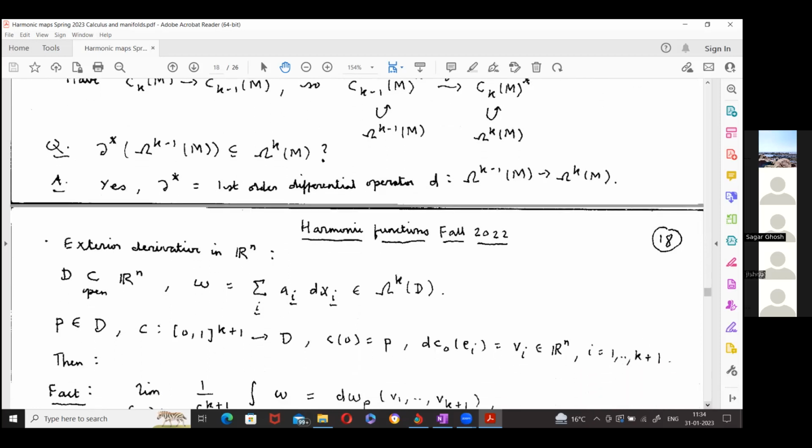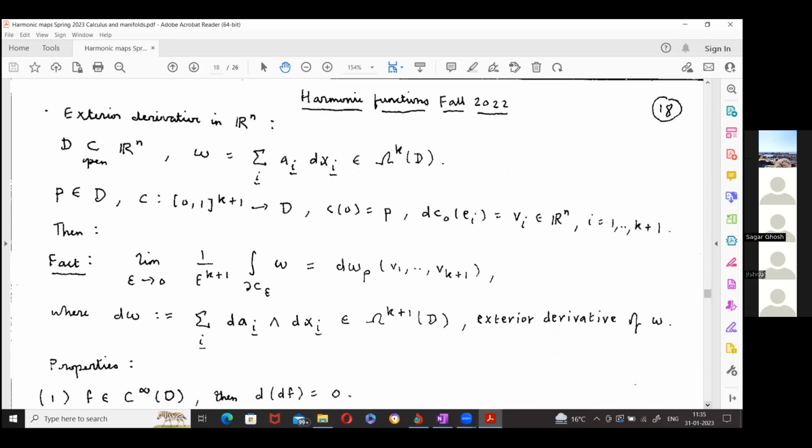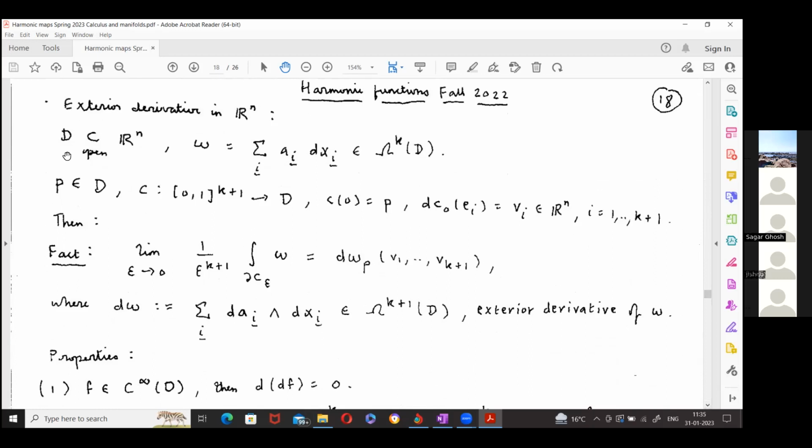So let us see how this exterior derivative is defined. Let D be an open set in R^n, and suppose omega is a k form on D. So it's of the form sum over multi-indices I bar, where I bar is a multi-index i1 up to ik, with the i's in strictly increasing order, of A sub I bar dx I bar, where dx I bar is shorthand notation for dx i1 wedge up to dx ik.